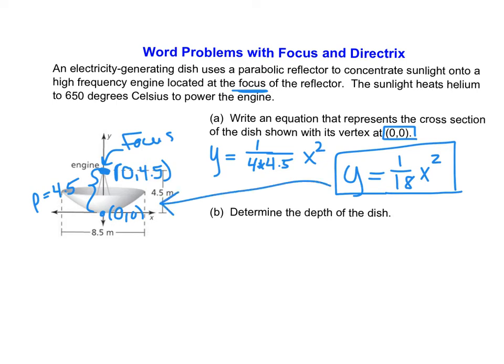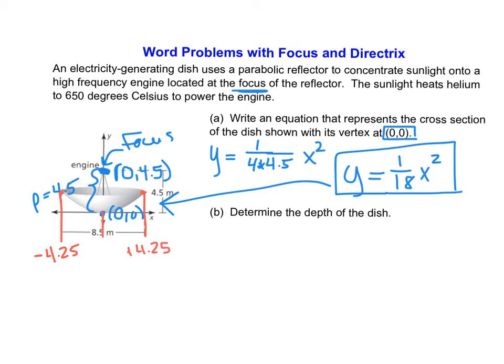It then says to determine the depth of the dish. And while that doesn't necessarily seem very possible, if you look really closely, we can see that the width of the dish is 8.5 meters. Now, what's a little bit tricky here is our x value isn't going to be 8.5. Instead, we have to note that that 8.5 really gets split in half both directions. So it's negative 4.25 this way and a positive 4.25 this way.